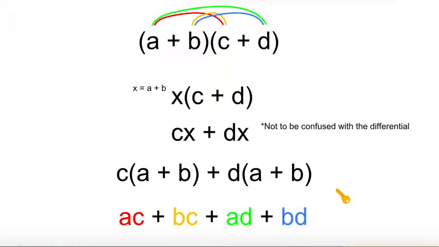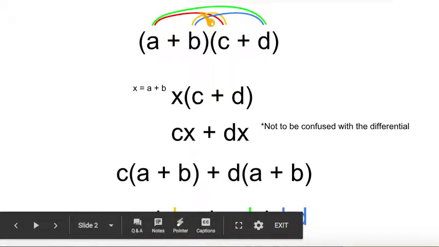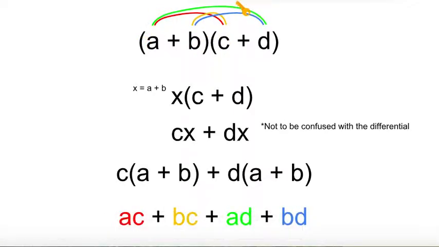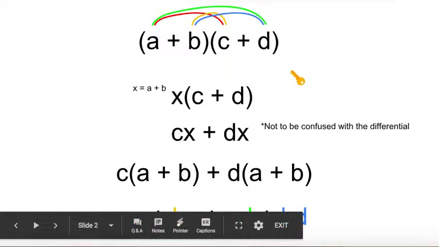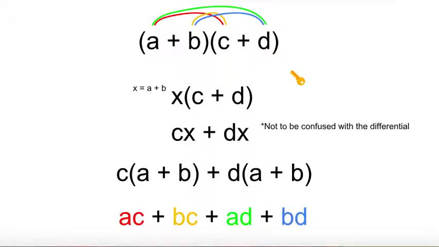So basically, I color-coded it, but the AC is A times C, and you'll have B times C, and you also have A times D, and B times D. So that is the general formula for multiplying binomials. Now, let's use this in some context.